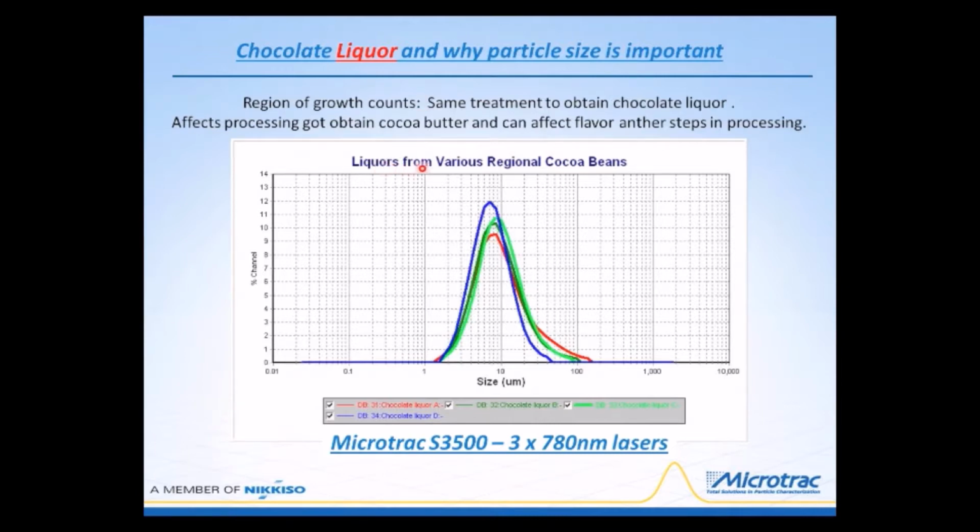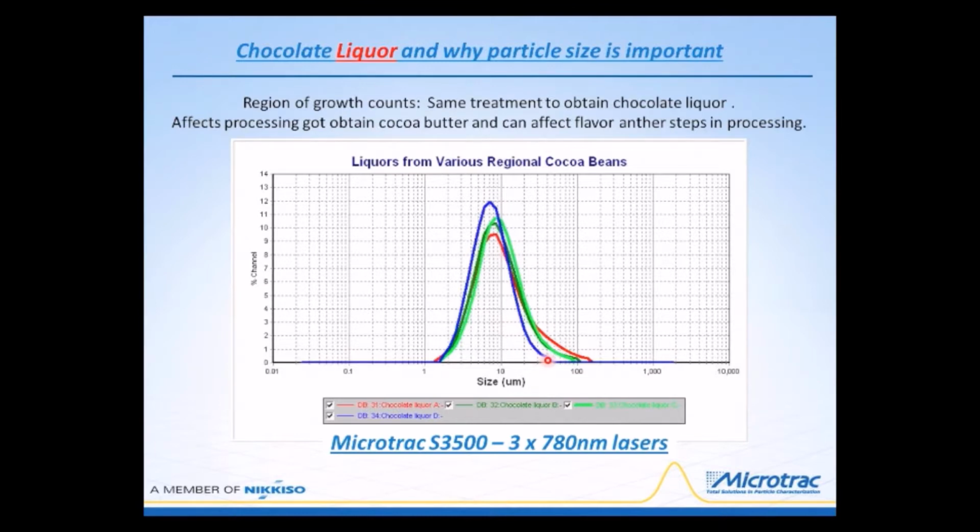Now, these are liquors from various regional places around the world, and it's interesting to note that different cocoa beans give a final liquor that has a different size. Measuring the size of these liquors can be very important, because if the ultimate goal of the chocolate manufacturer is to have a particle size distribution, such as shown by this blue line, well, if he gets the cocoa beans from the location that will provide a liquor of this size, everything is well and good.